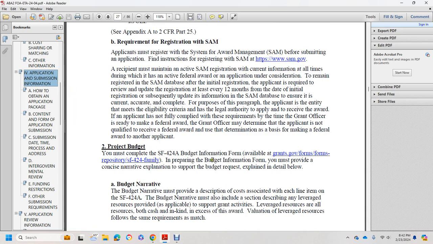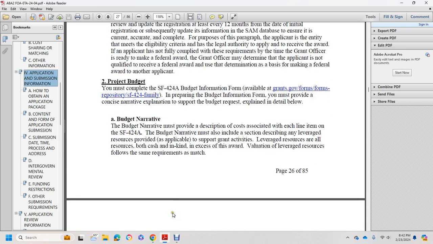2. Project budget. You must complete the Standard Form 424A budget information form, available at the forms repository, Standard Form 424 family. You must provide a concise narrative in support of the budget request, explained in detail below. The budget narrative must describe the costs associated with each line item. The Standard Form 424A budget narrative must include a section describing leveraged resources provided, as applicable, to support grant activity. Leveraged resources are all resources, both cash and in-kind, in excess of the award valuation. Leveraged resources follow the same requirements as the match.